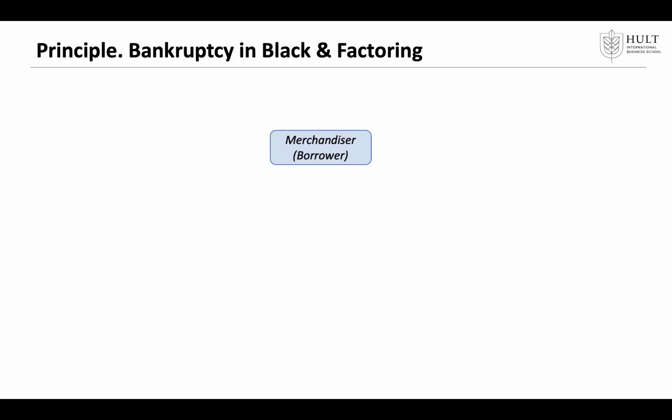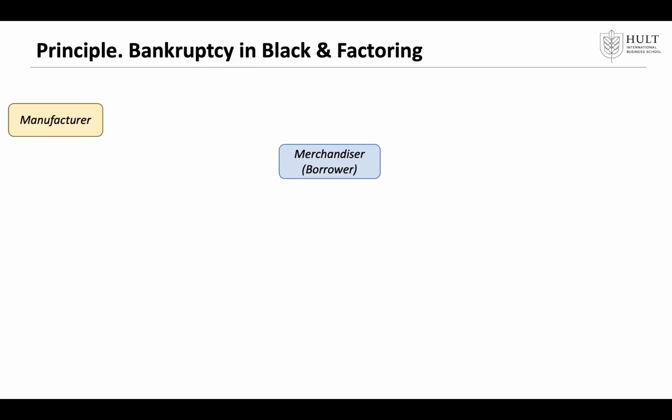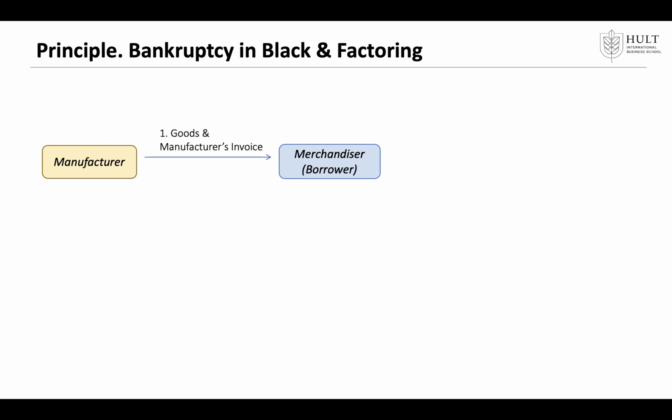Okay, we are the merchandiser, and there is the manufacturer. Here, the goods, and now the manufacturer's invoice is delivered to the merchandiser. And we have an obligation to pay, let's say, $80,000 in 30 days. We don't have to pay right away, but in 30 days.